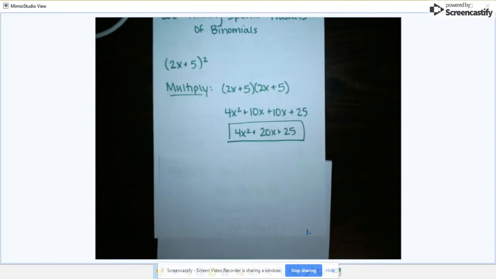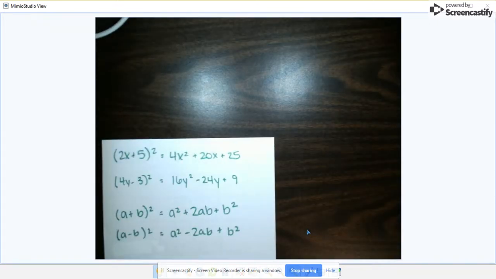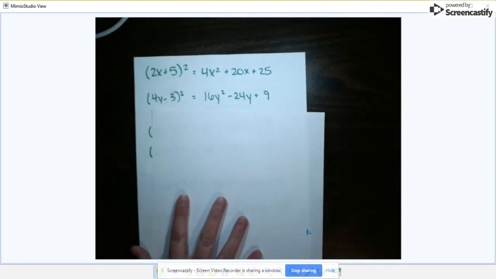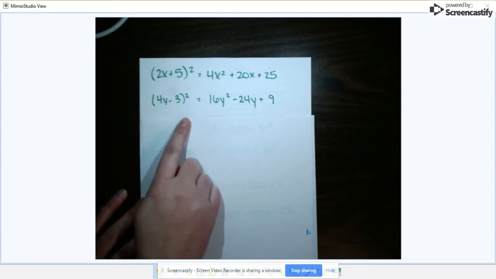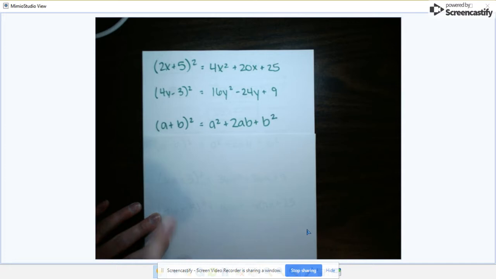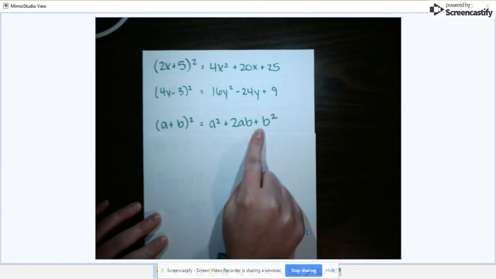Okay, similarly, we could take 4y minus 3 squared, and we could FOIL it to get 16y squared minus 24y plus 9. However, there's a shortcut so that we don't have to FOIL. So I just rewrote what we just got done multiplying right here. And then I wrote down a rule. Okay, so a plus b squared will simplify to this.